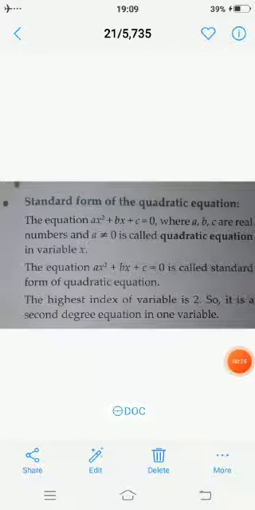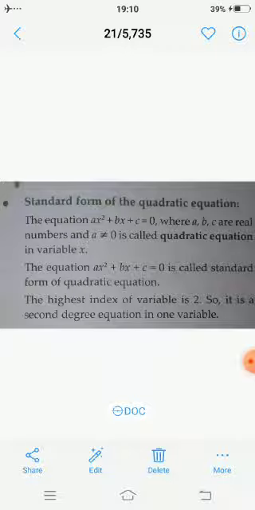From the word quadratic equation, you will come to know why the equation is called quadratic, because the highest index of variable is 2, so it is a second degree equation in one variable. In your lower classes you have studied quadratic equation, where you get the two factors and the value of x will be x is equals to so and so. There are two values of a quadratic equation you will get.